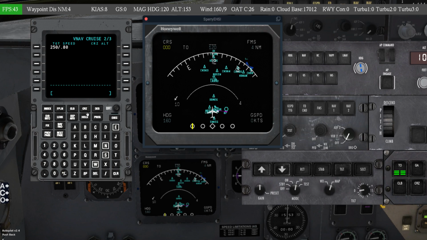For a flight like this, you could say cruise altitude would be more likely to be 14,000 feet. That would be a better option.